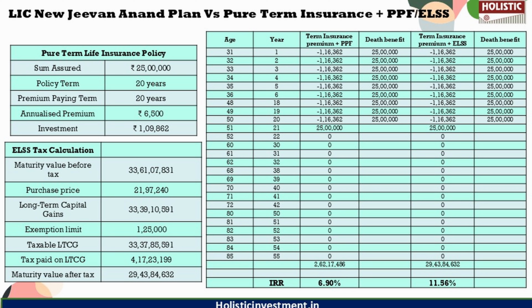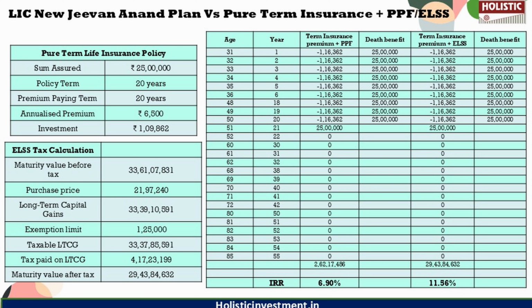So the IRR is calculated at 6.90% for term insurance plus PPF, and the IRR is calculated at 11.56% for term insurance plus ELSS. As there is a maturity benefit in the example, we assume a similar cash inflow at the end of the policy term of 20 years. So the accumulated corpus through the investments in PPF or ELSS in the 20 years is withdrawn partially, that is the 25 lakhs as a maturity benefit, and after such withdrawal the balance amount is assumed to continue in the same investment vehicle just for compounding till the life expectancy of 85 years.